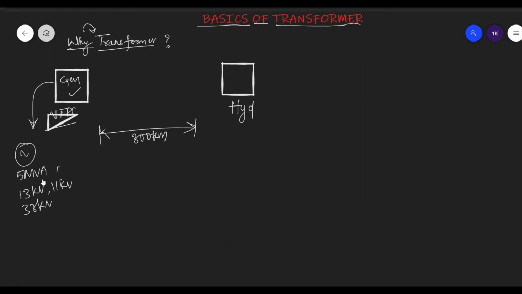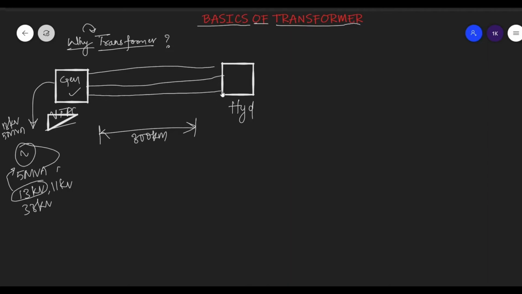For this particular case, I am assuming that the generator I have installed has a voltage rating of 13 kV and an apparent power rating of 5 MVA. Between these two places, we have transmission lines. Usually we prefer three-phase transmission lines. So assume these are the three-phase transmission lines R, Y, B.